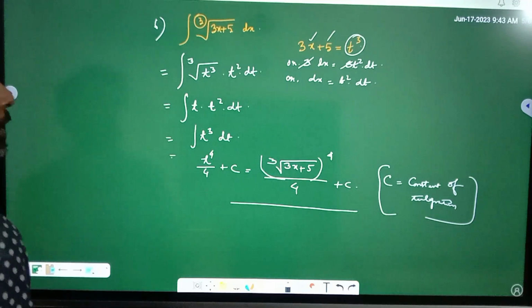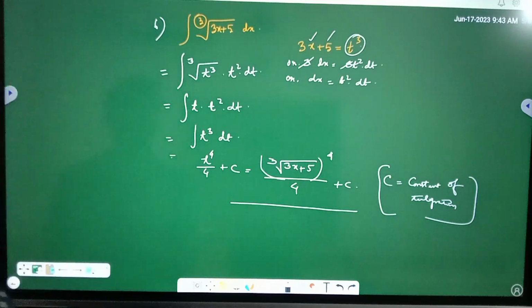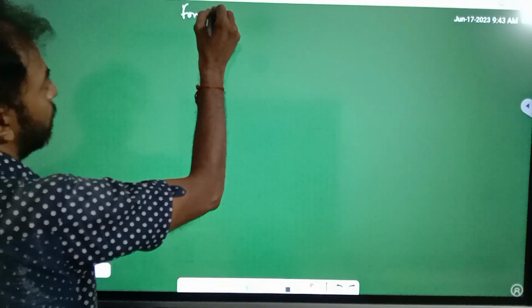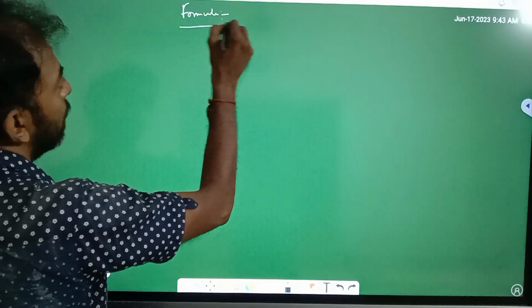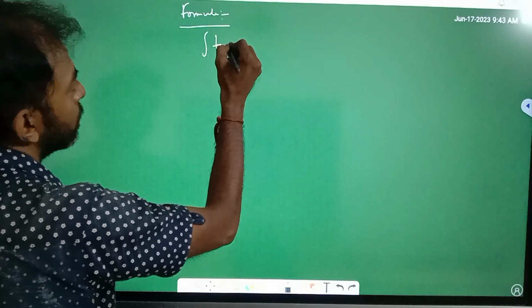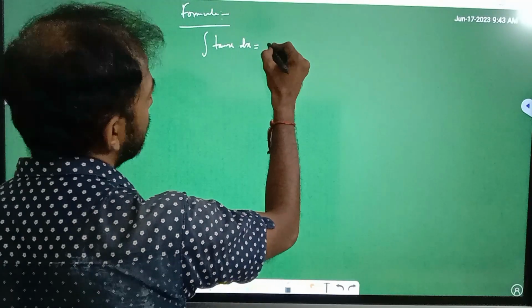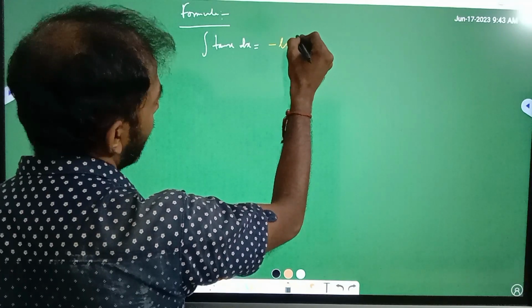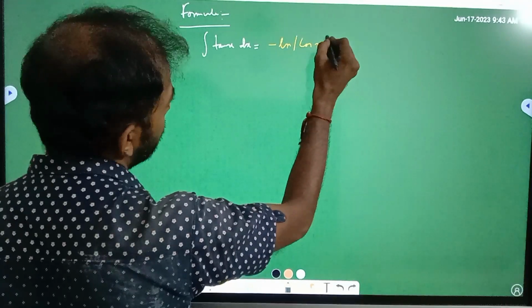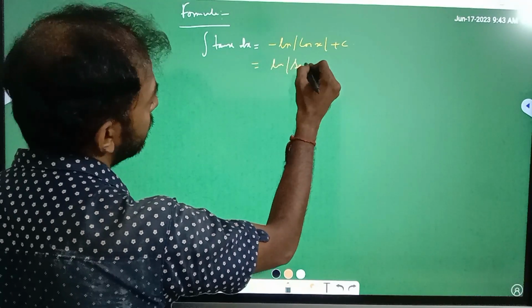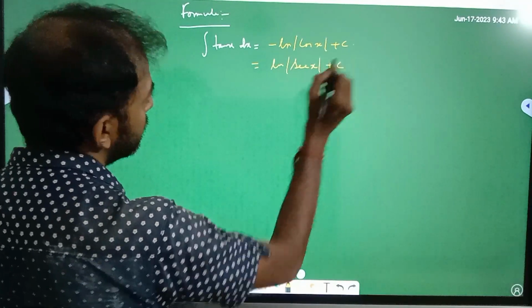Now we need to consider the formulas of this chapter. The formulas are something like this. The integration of tan x dx has two forms. The first one is negative log mod of cos x plus c, and the second one is log mod of sec x plus c.